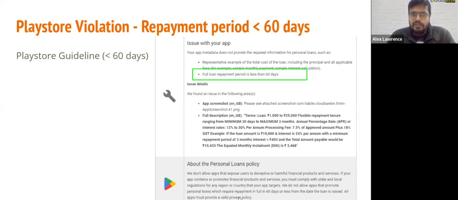Interestingly, when we tried to publish an app, the description said 30 to 60 days. They went inside the app and found that the tenor was 30 days, and then they rejected the app, saying it should be more than 60 days. So we have to work around these scenarios, because they will not let you publish less than 60 days. This is very specific to Play Store, not to RBI. You have to be aware of a few edge cases like this.